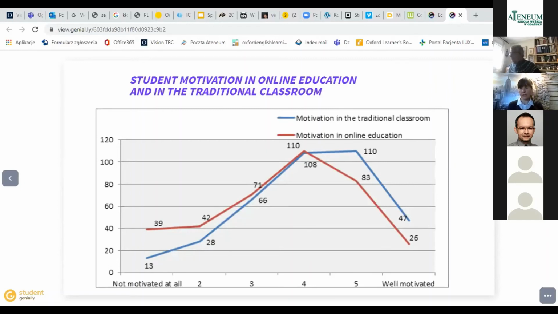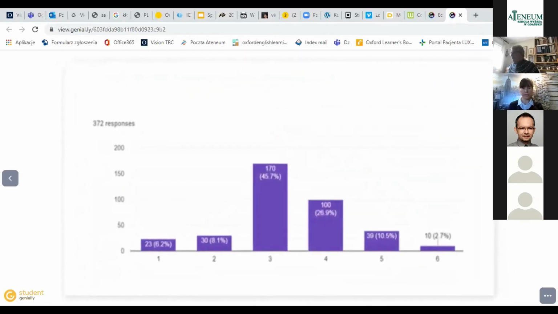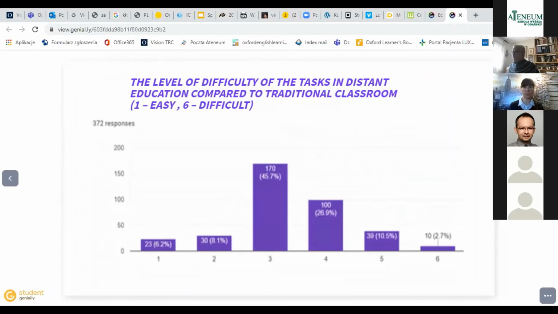And when it comes to what motivates our students, first of all, what is difficult for our students in distant education, when we compare the difficulty of different tasks in the classroom and in the education performed online. 6% say the tasks were easier, and the tasks are more complex in the traditional classroom. A majority of the students, again 3/4, say that the difficulty of the tasks is about the same in both types of education.